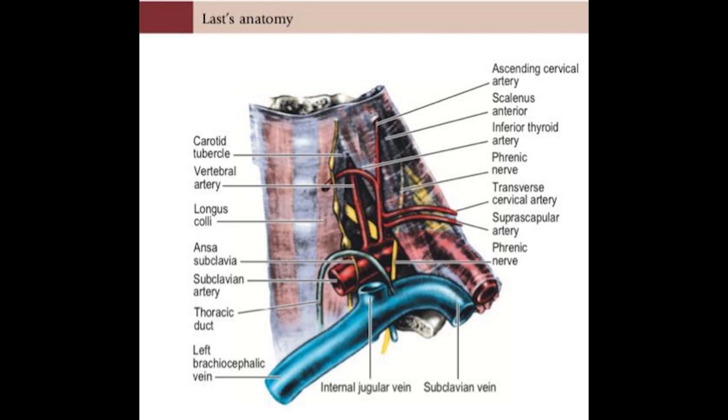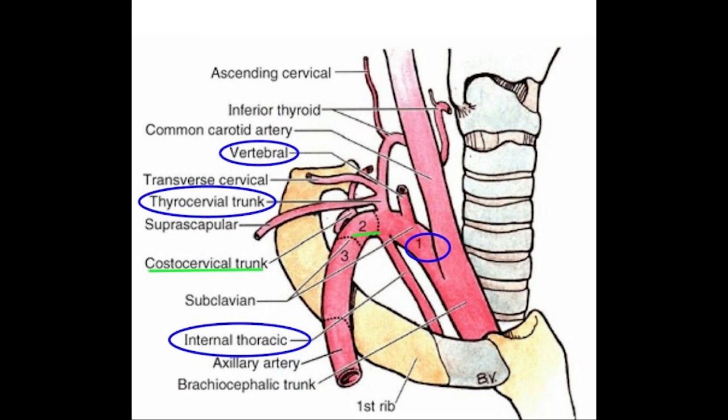The second one is the ascending cervical artery. In this picture, you can see the left ascending cervical artery. This artery is a branch of the inferior thyroid artery. The inferior thyroid artery is from the thyrocervical trunk. The ascending cervical artery runs up on the prevertebral fascia, medial to the phrenic nerve. Then, the third and fourth ones are the superficial cervical artery and the suprascapular artery.